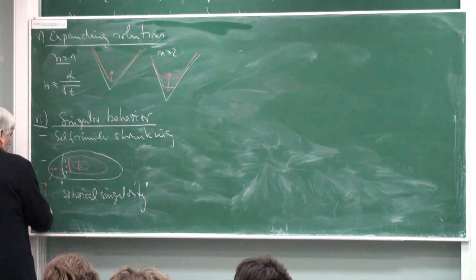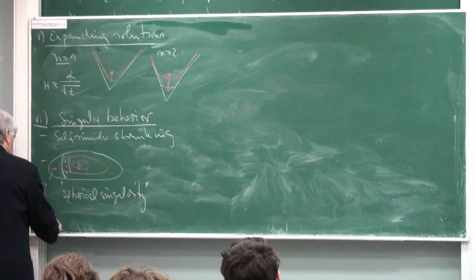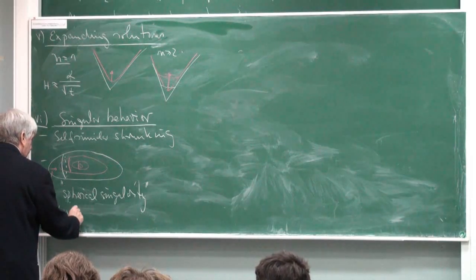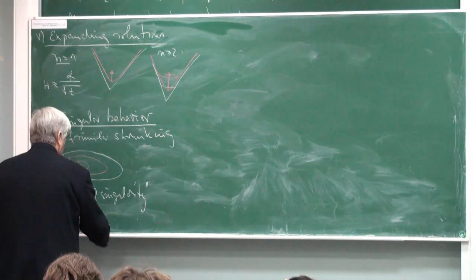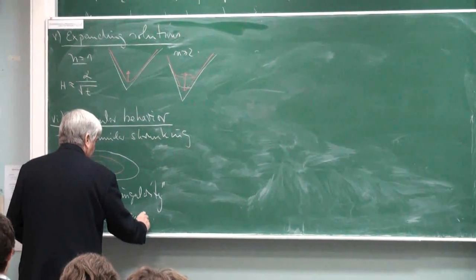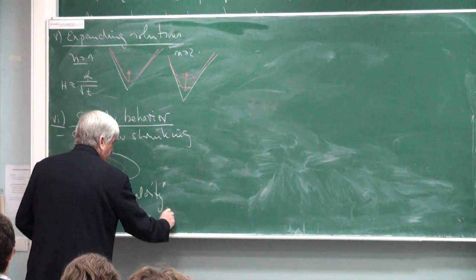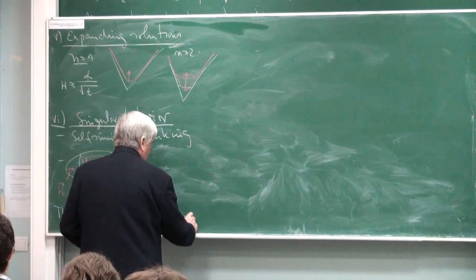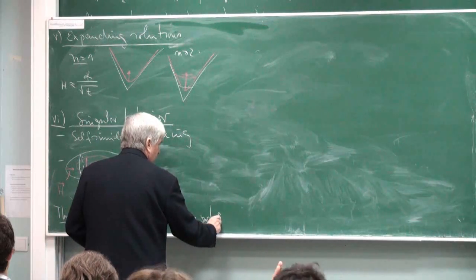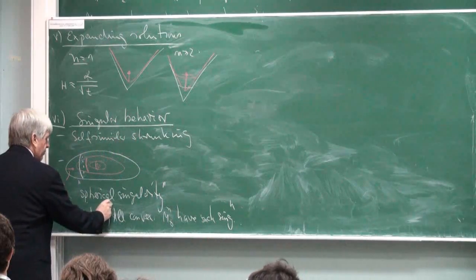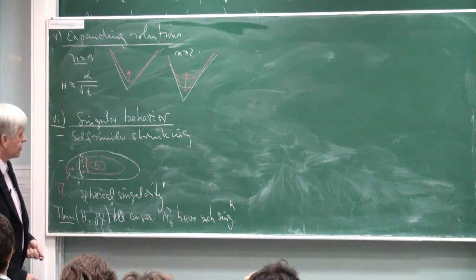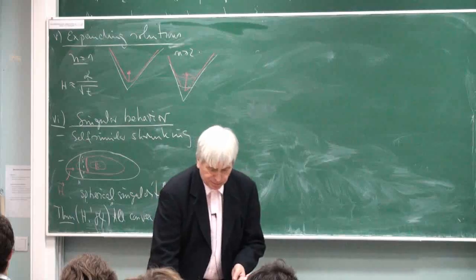And it's a theorem of mine a long time ago, saying that this is always true for any convex initial surfaces. All convex initial surfaces have such singularities. Okay? Now, but other things can happen.